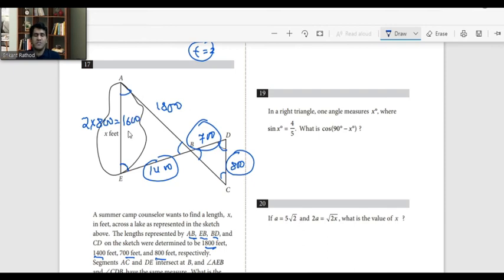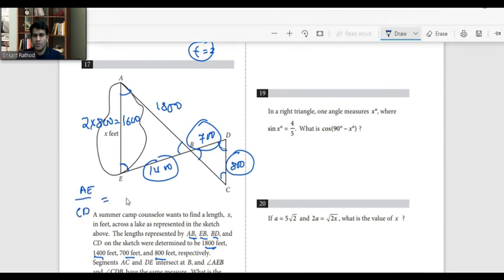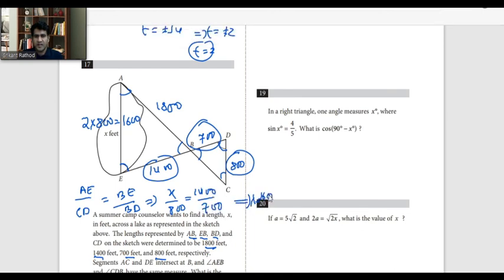Either you can also use the similarity rule for the similar triangles. So you can use the ratio of AE by CD, so AE by CD is equal to the ratio of BE by BD. Now substitute the values. AE is x, CD is going to be 800, BE is going to be 1400 here, divided by 700. So when you solve it again, you'll be getting the value of x as 1600. So 1600 is the answer to question number 17.